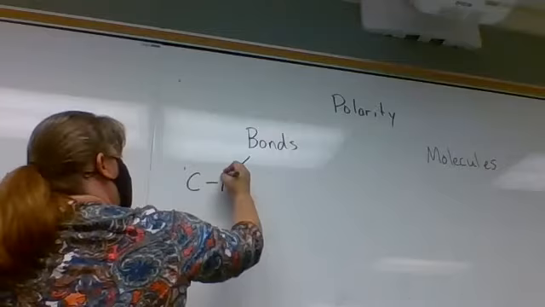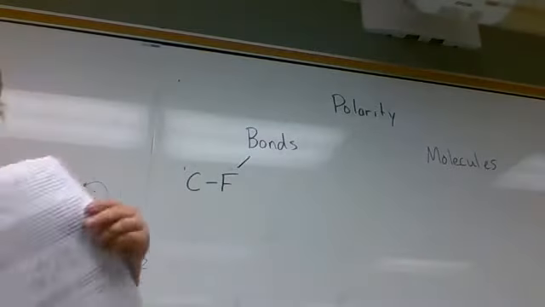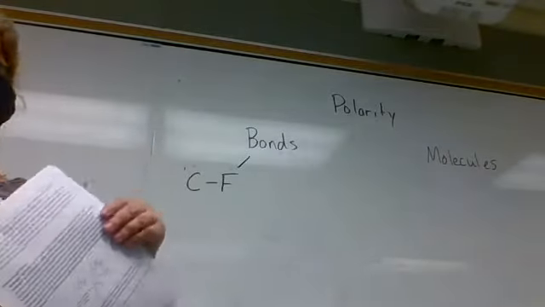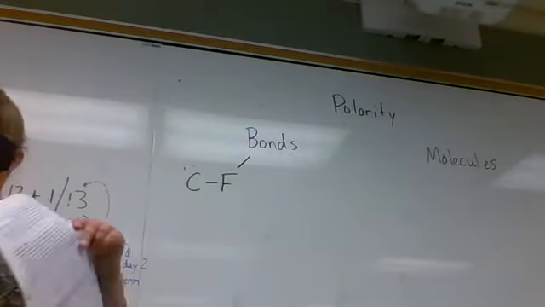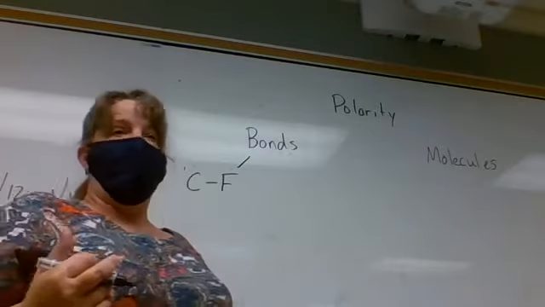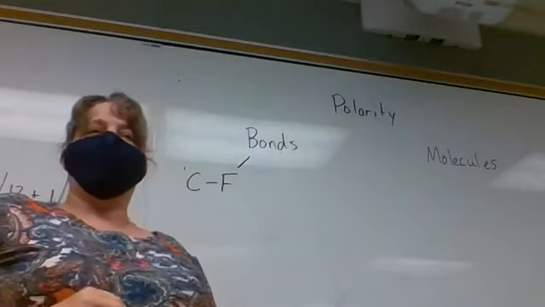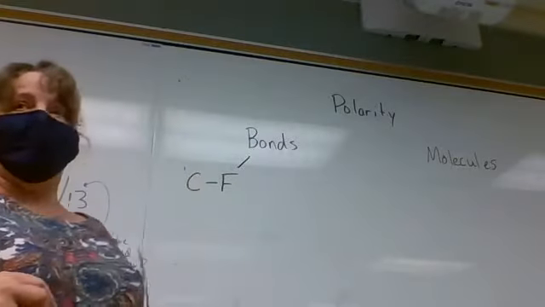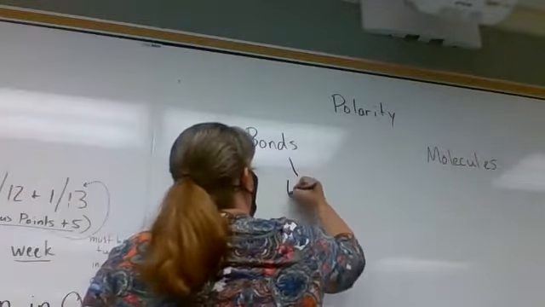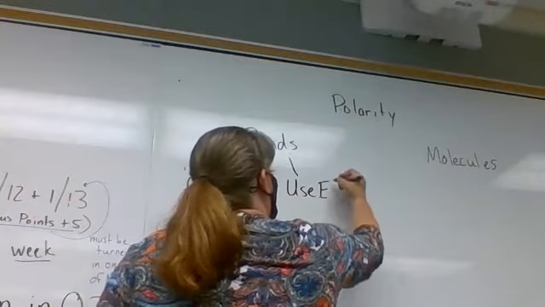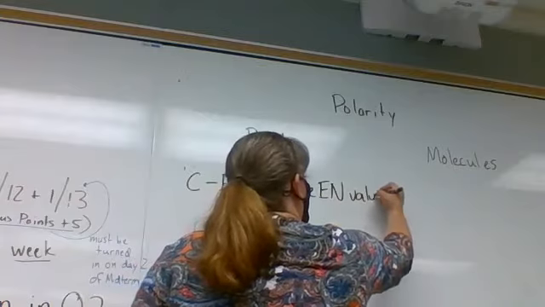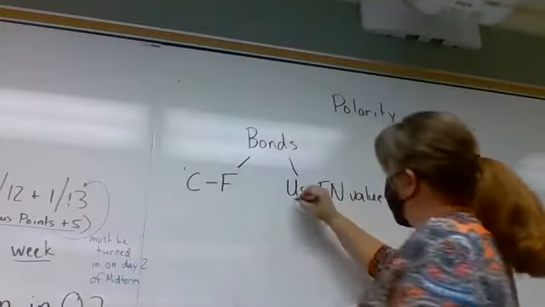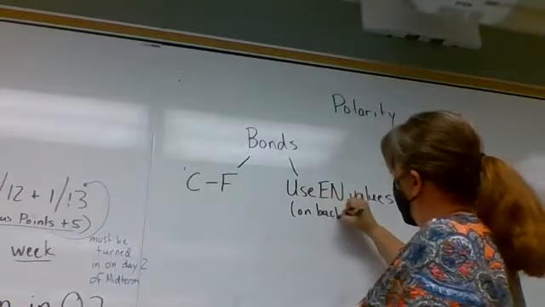So if I gave you carbon and fluorine, and I asked you what bond type it was, polar, non-polar, etc., what would you need to do to figure that out? Does anyone remember? Okay. For a bond, we use electronegativity values. EN is short for electronegativity. They're on the back of the periodic table.